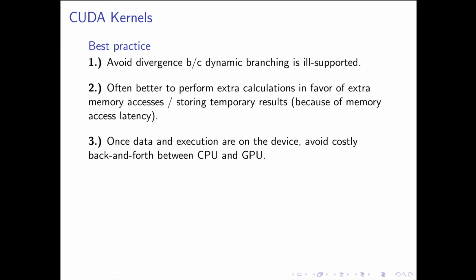Another important best practice is to avoid costly back and forth between CPU and GPU. As soon as your data is on the device, you should try to keep your control flow on the device. Switching between CPU and GPU, and in particular if this involves copying data around, is extremely costly. So this is something that you should keep in mind, and quite often it's worthwhile to restructure one's code so that it can stay longer on the device and doesn't return execution to the CPU, and in particular doesn't require any copies from the GPU to the CPU or the other way around.